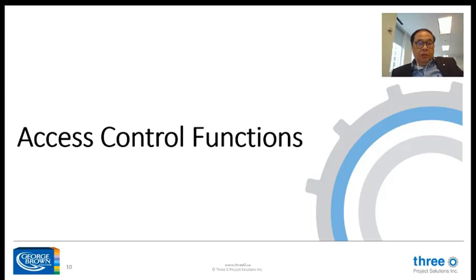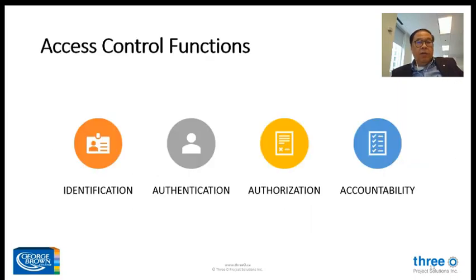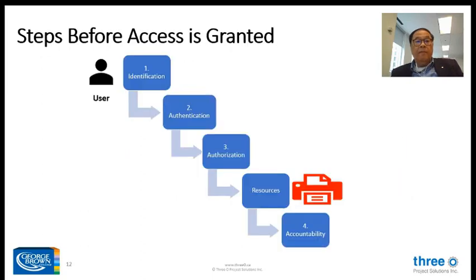Access control functions. What are the functions that we're talking about in access control? Basically there are four: identification, authentication, authorization, and accountability. We'll look at them individually.